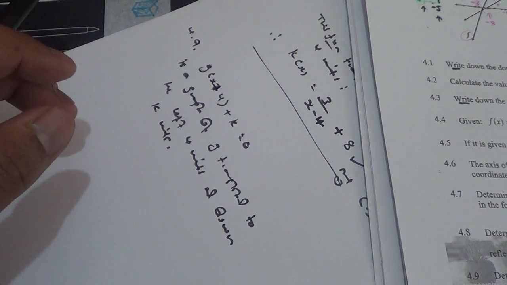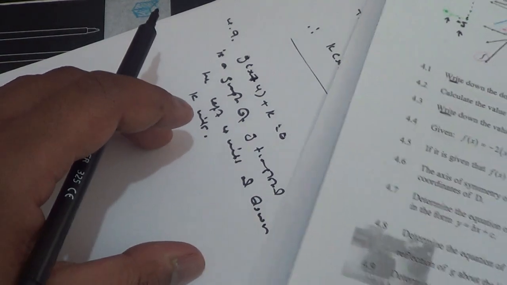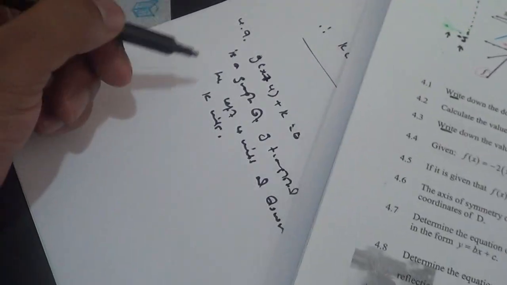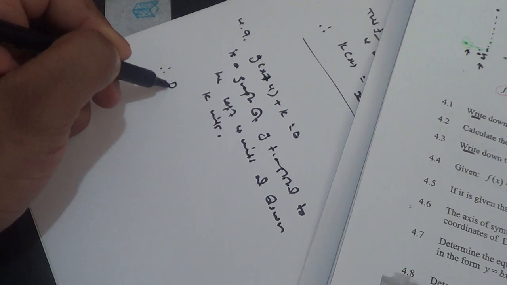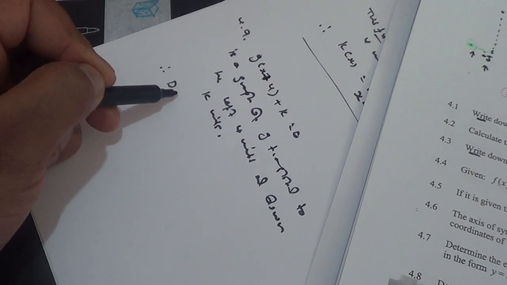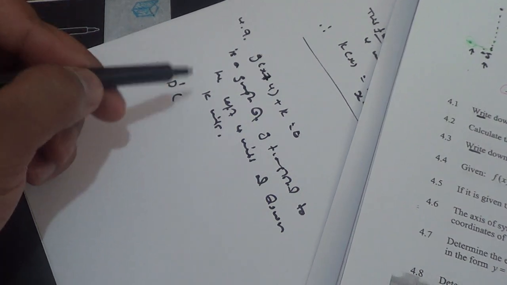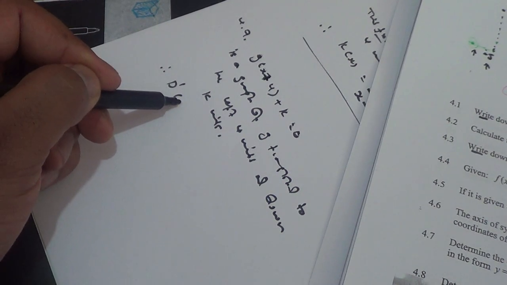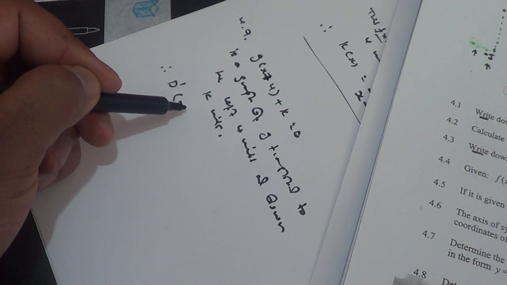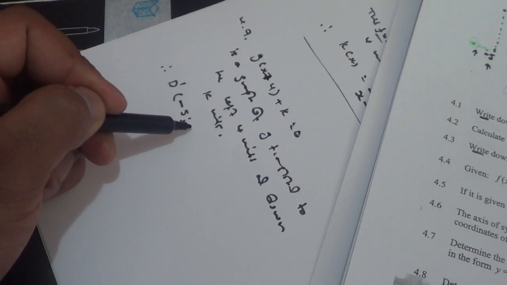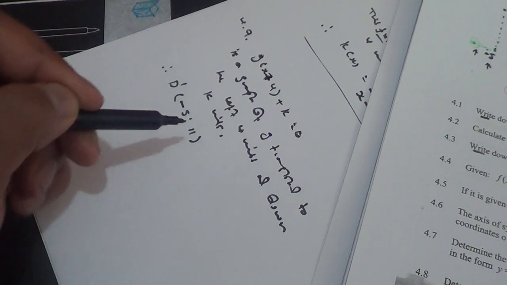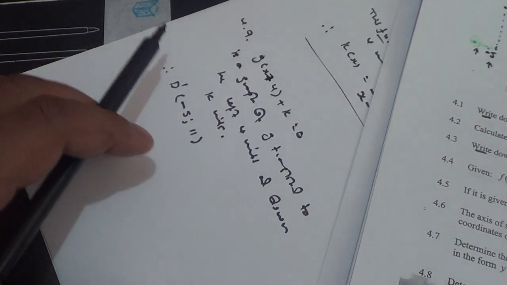Now we saw that we can use our reference point D. We can say therefore D, let's just say D prime is going to be minus 1 minus 4, which is going to be minus 5, 2 minus 11. Okay, that is the story.